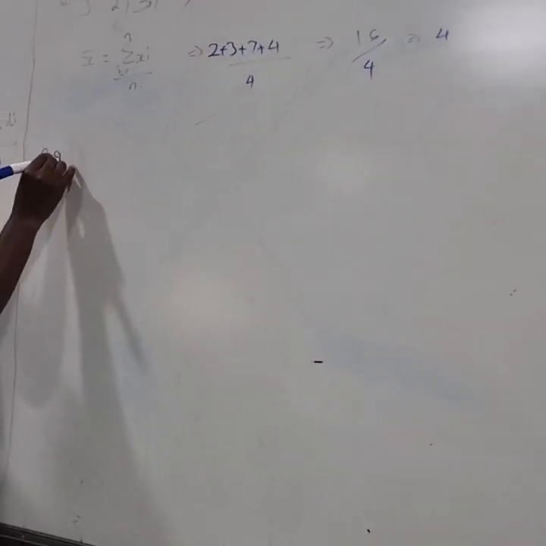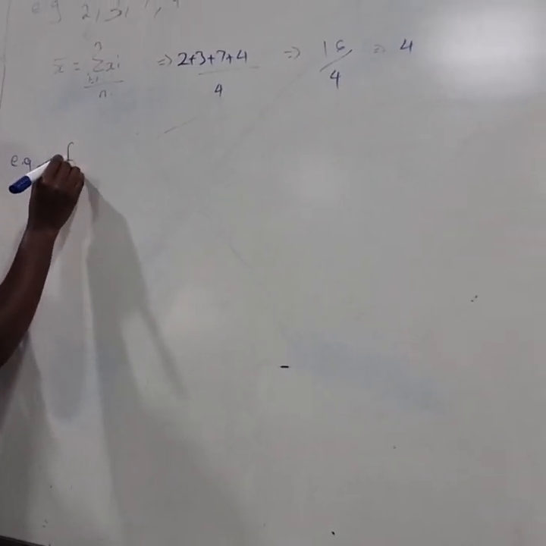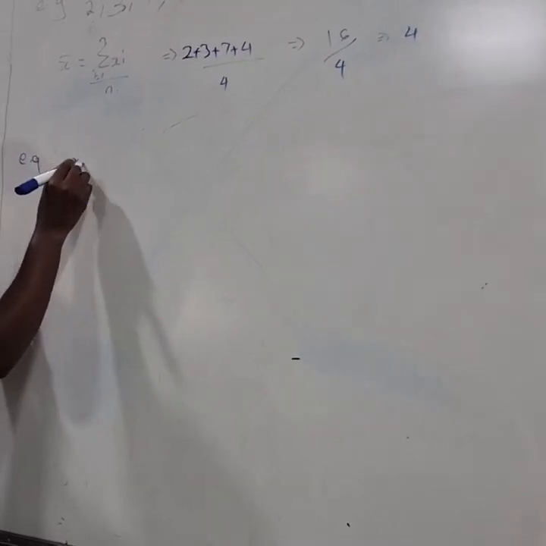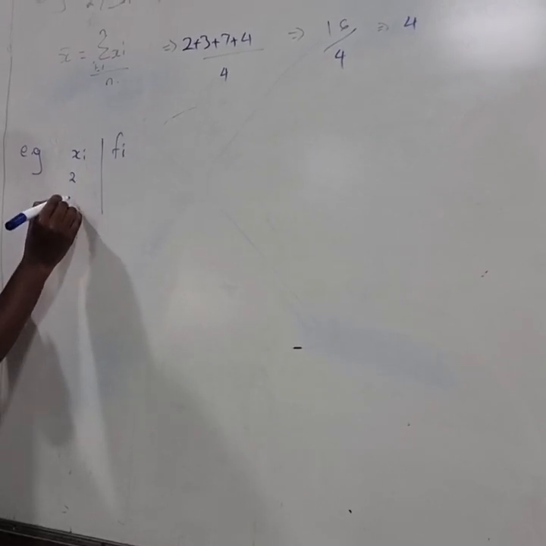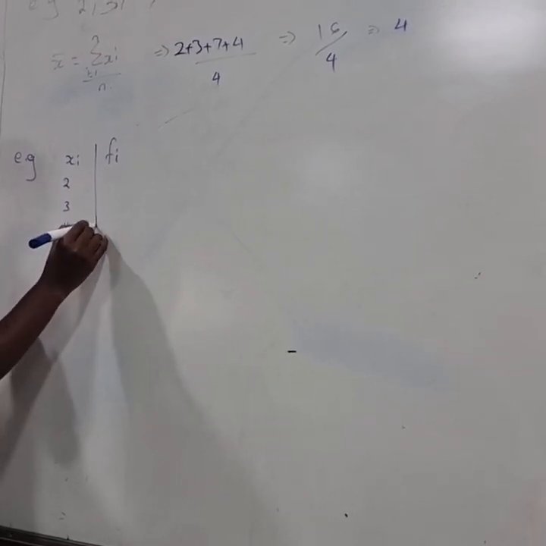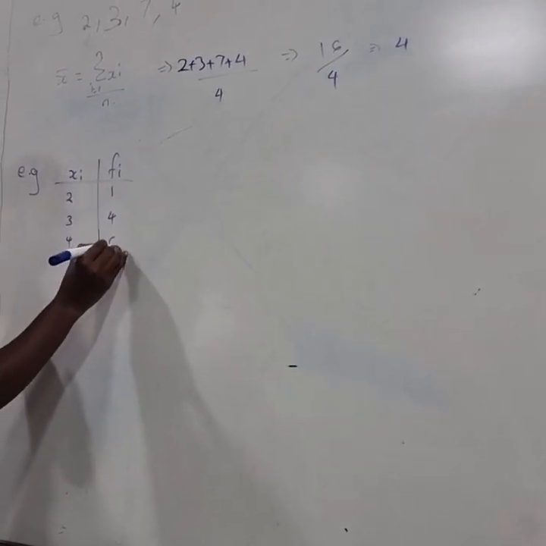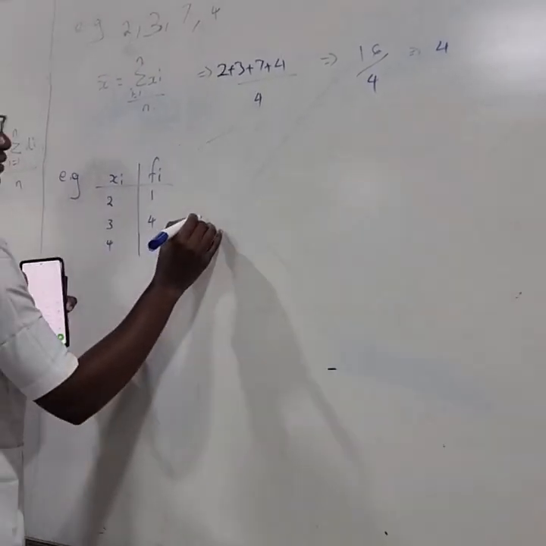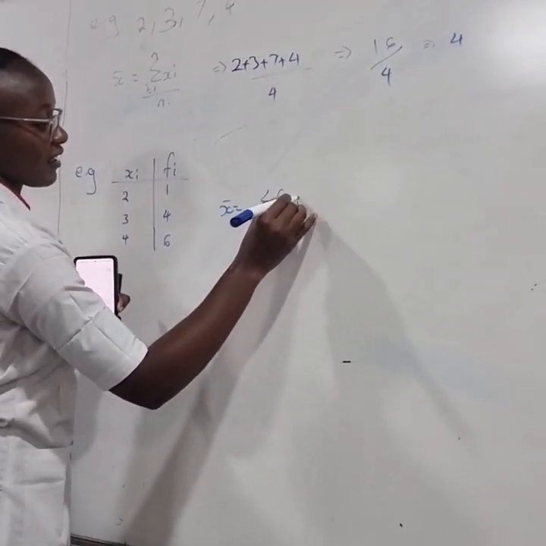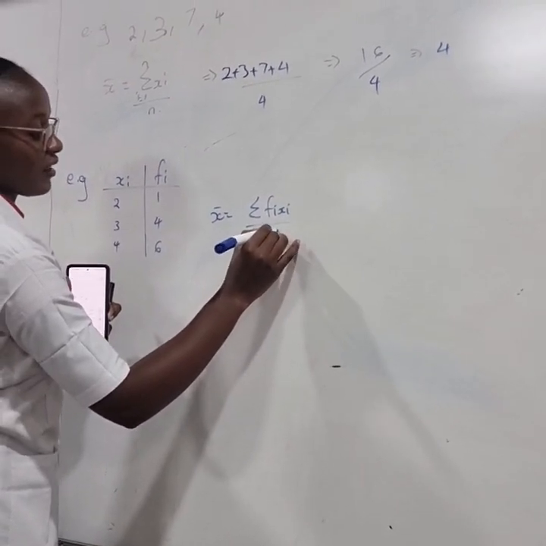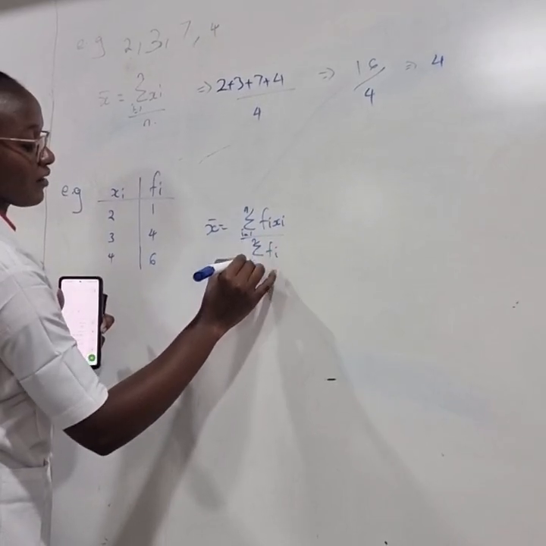The second example is going to be for discrete data. I need an xi and fi. Say you have 2, 3 and 4. These are your values and their frequencies are 1, 4 and 6. So how do you do the mean? The mean for this is given by the summation of fi xi divided by the summation of fi, with i running from 1 to n.